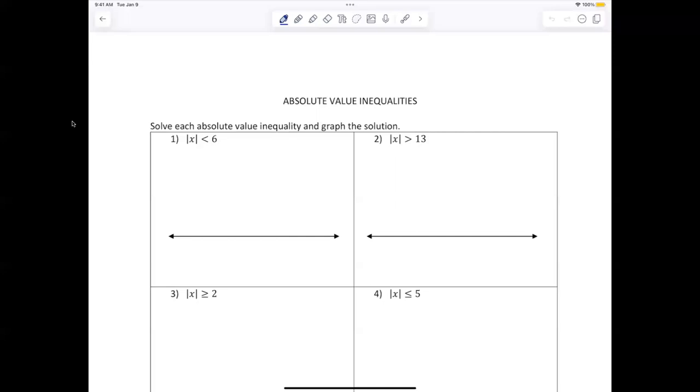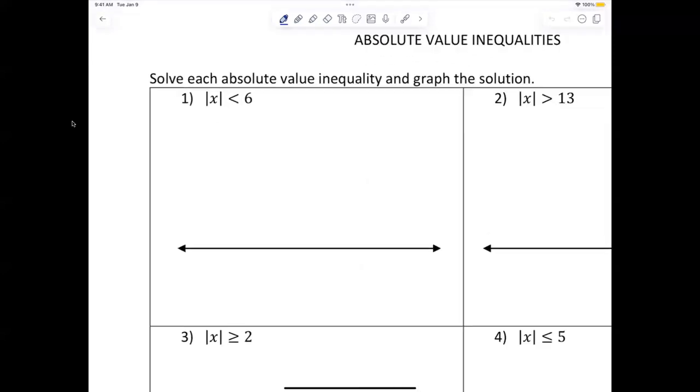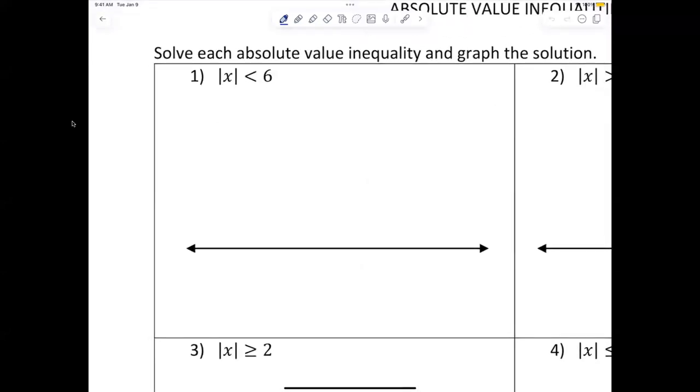All right. So to solve an absolute value inequality, this is the process. You write it without the absolute value sign. Then you rewrite it again, but you change the inequality sign. So what in the world does that mean? For example, number 1: you write it without the absolute value sign, so it's going to be x is less than 6.